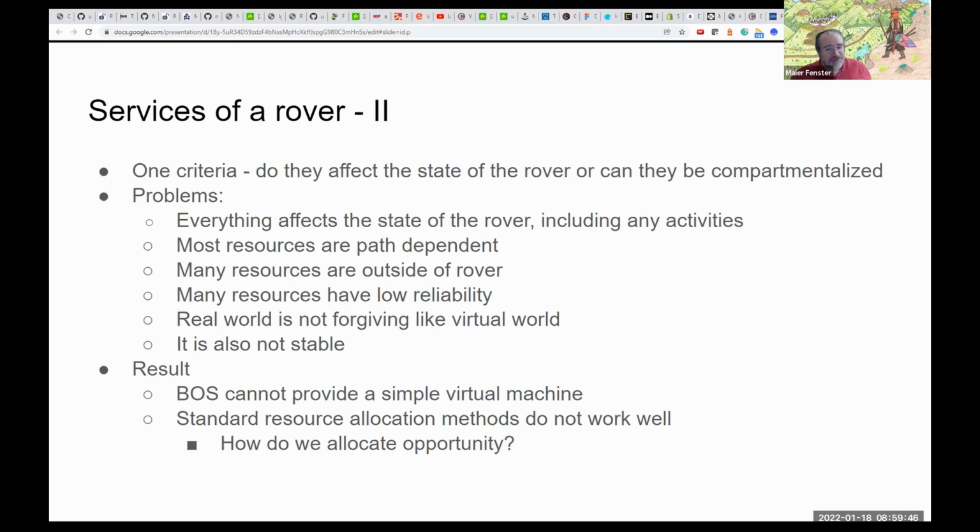A lot of the resources have low reliability, which means if one activity uses them, the other activity may not be able to use them anymore because they broke. Not because they were changed, but because they simply broke. And the real world is not stable. Just because there's a rock there now and I plan to let the activity get it in 5 minutes doesn't mean that in 5 minutes the rock will still be there. When it's inside the computer, nearly everything is stable.